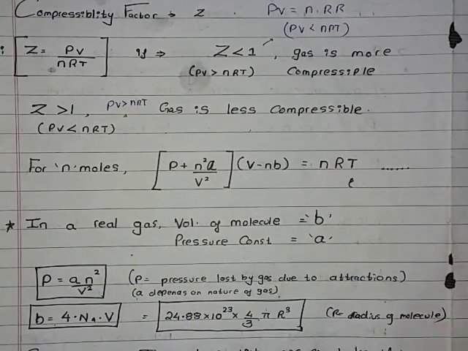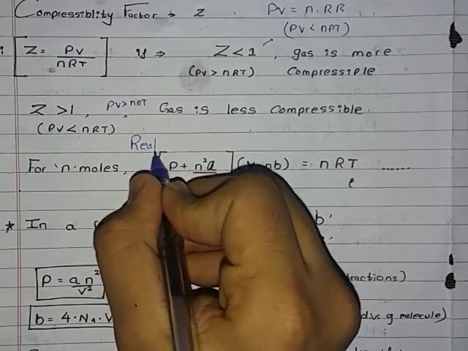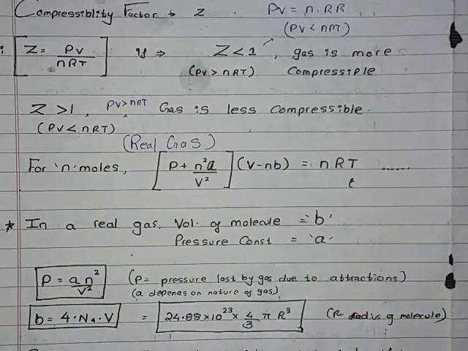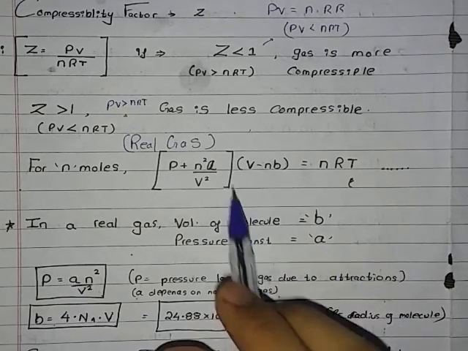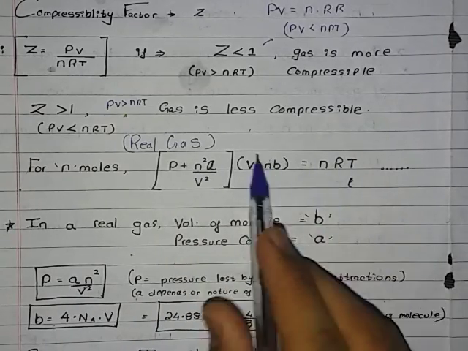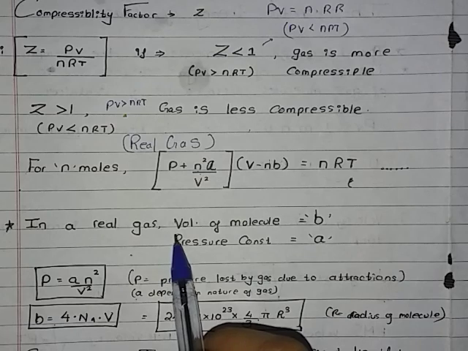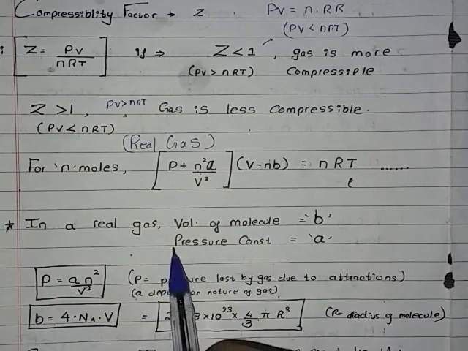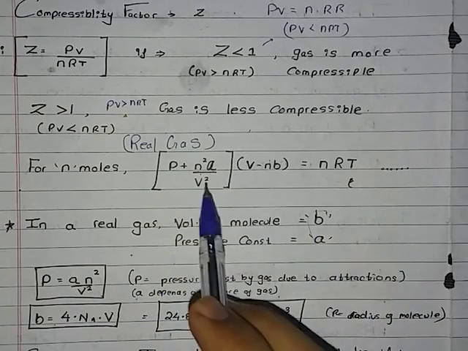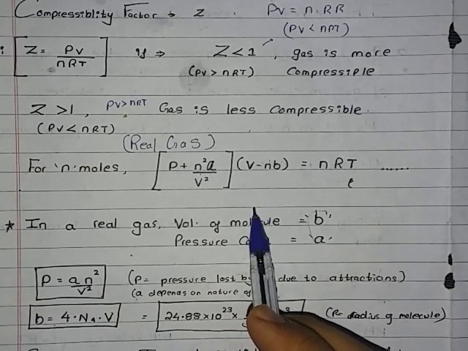Now comes a very important thing, the van der Waals equation, or the real gas equation. The real gas law says for n moles, (P + n²a/V²)(V − nb) = nRT. It is the simple formula PV = nRT, corrected with constants a and b. In a real gas, b accounts for the volume of the molecules, and a is the pressure constant. So (P + n²a/V²)(V − nb) = nRT is the real gas equation.